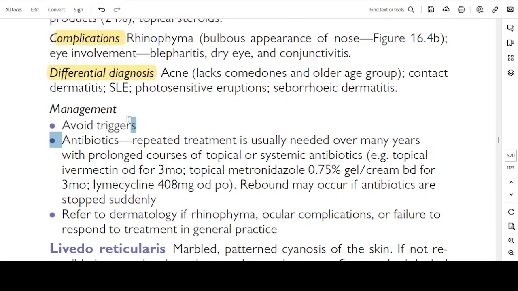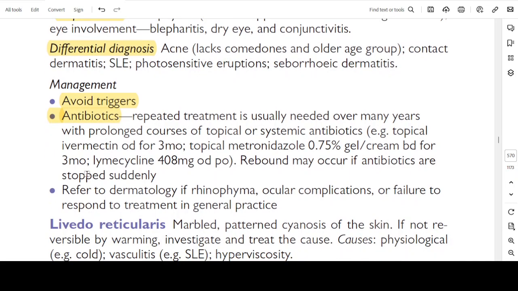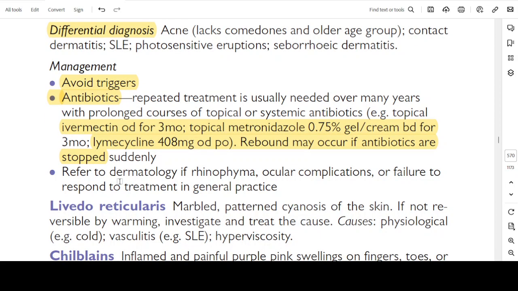Management of rosacea: avoid triggers like alcohol or sunlight or spicy food, etc. Antibiotics. Repeat treatment is needed over many years with a prolonged course of topical or systemic antibiotics. Topical ivermectin OD for 3 months or topical metronidazole 0.75% gel or cream for 3 months. Lymecycline 408 milligrams OD orally. Rebound may occur if antibiotics are stopped suddenly. Refer to dermatology if rhinophyma occurs, other ocular complications, or failure to respond to treatment in general practice.